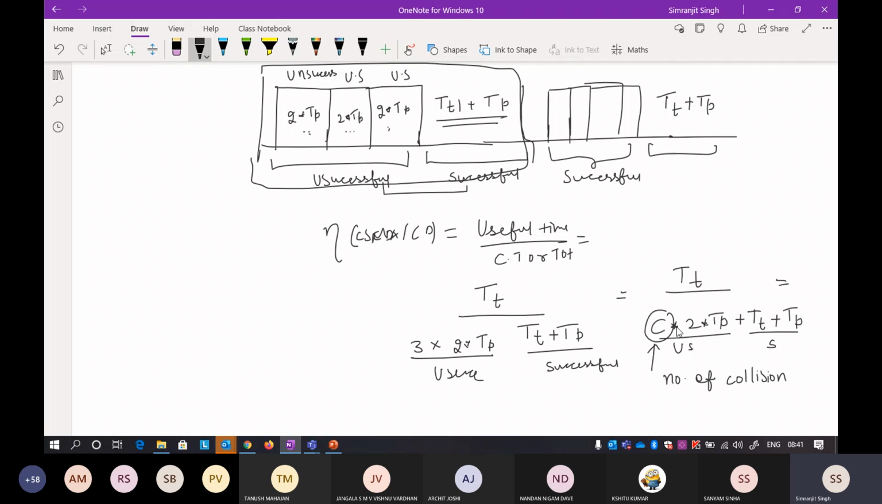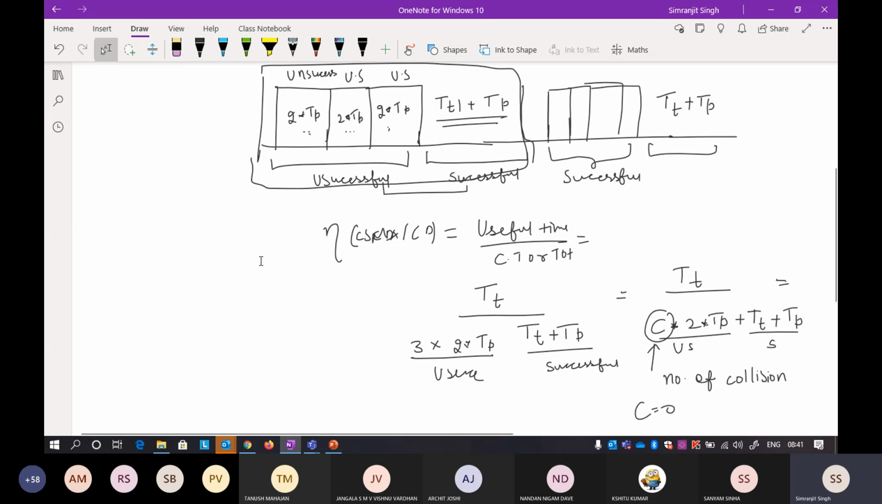So if you are able to transfer the packet in the first go without any collision, C will be zero, this unsuccessful term will become zero, and your efficiency will definitely increase. But if there is a collision, it can be one collision, two collisions, three collisions, or it can be 100 collisions also. In that case, if there is some collision, the efficiency will definitely go down.